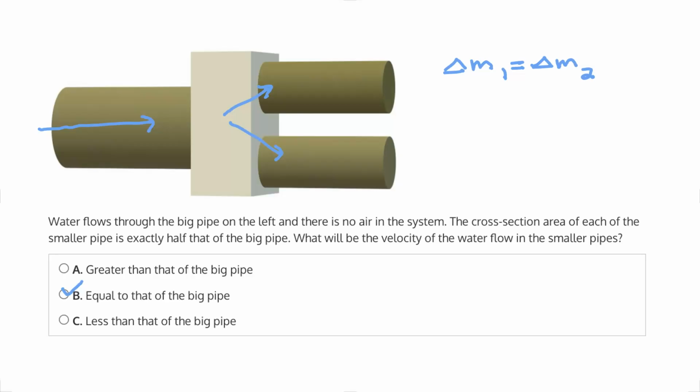And perhaps the best way to see this is to consider what would happen if we shrunk the cross-sectional area of these smaller pipes. So in this case, again, we still need to satisfy this condition. The water in must be equal to the water out. So if we have a smaller cross-sectional area, well then that means more water has to move more quickly so that we see the same amount out as in. But because there's no change, the flow is equal, and therefore the correct answer is B.